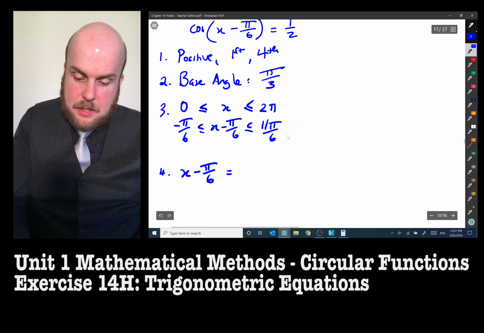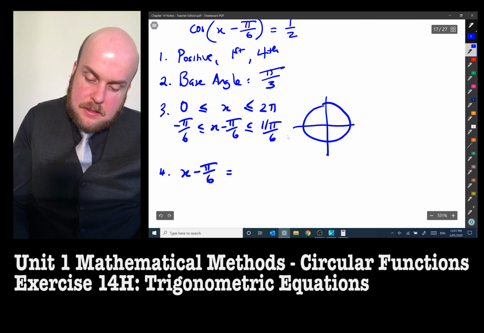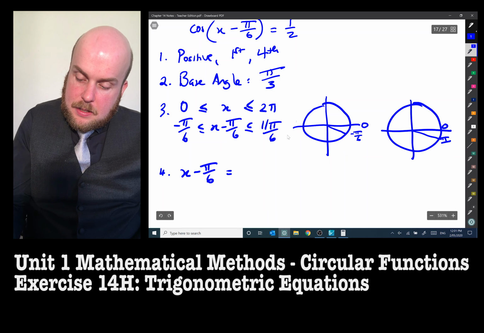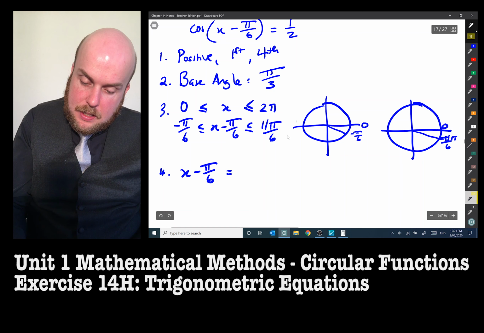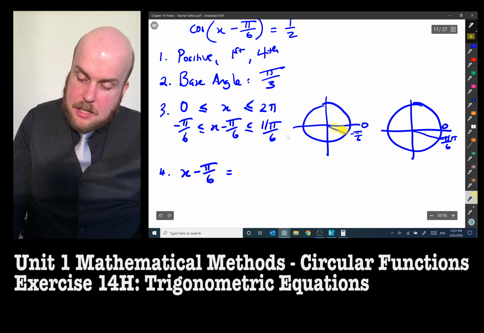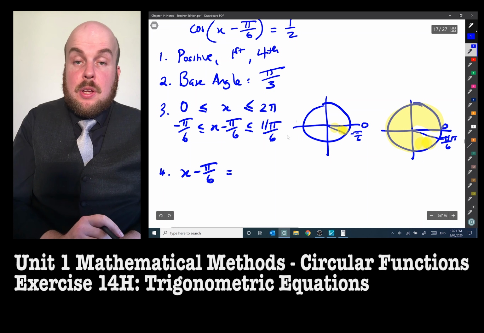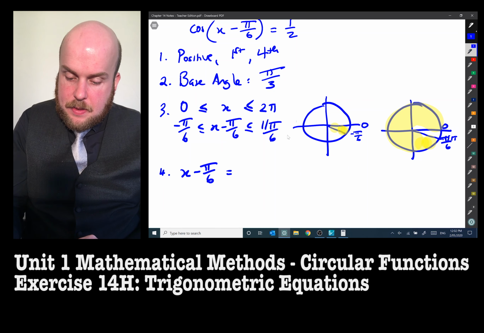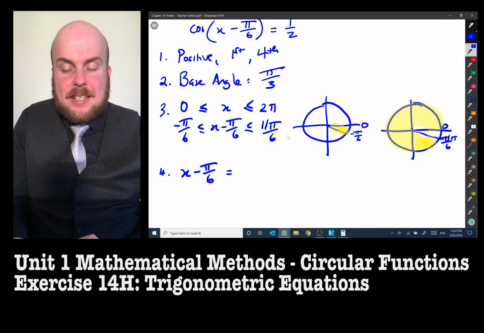So what does that mean visually? So here is 0 and there's negative pi on 6. And there is 0 and there is 11 pi on 6. I'm just going to highlight accordingly that bit there, and then from here all the way through to here. So our reference angle is pi on 3 though. So pi on 3 is of course bigger than pi on 6. So in the fourth quadrant, see how we moved back down to negative pi on 6?